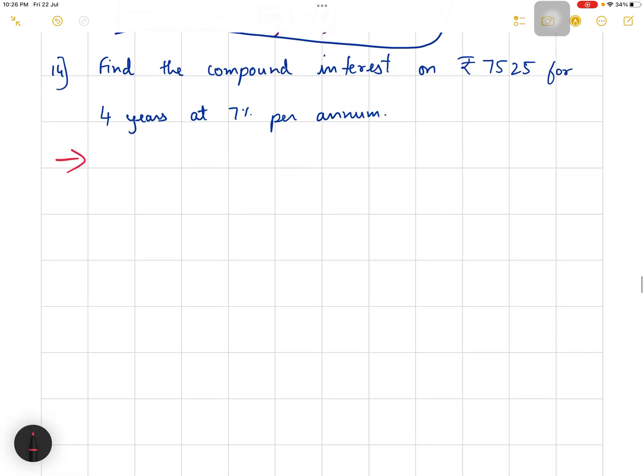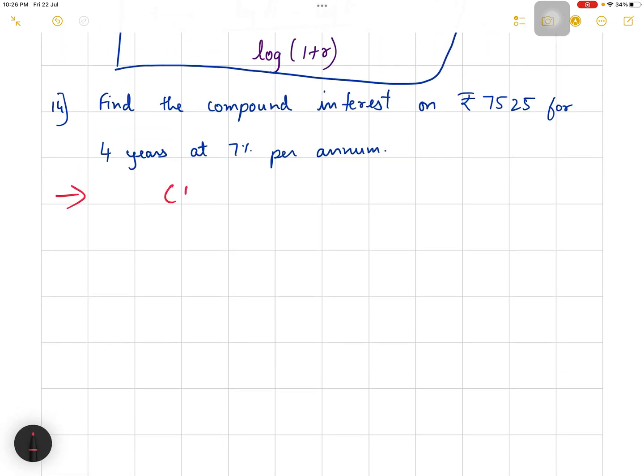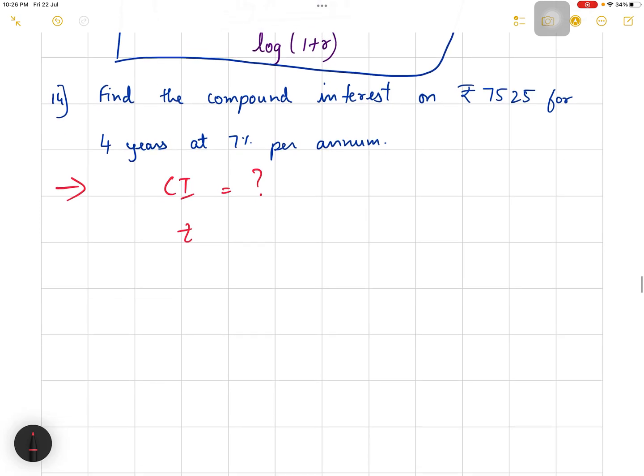Okay, you are supposed to find compound interest. So compound interest you don't know. T or N is 4 years. So T is equal to 4 years. R is 7%. 7% means 0.07.